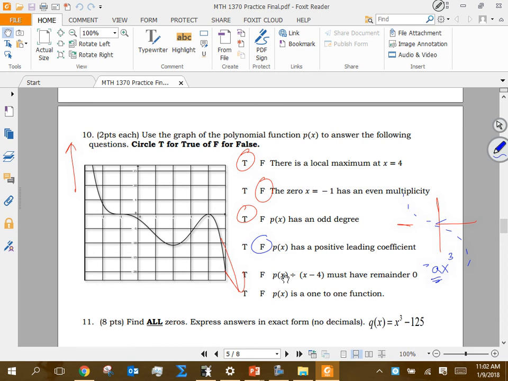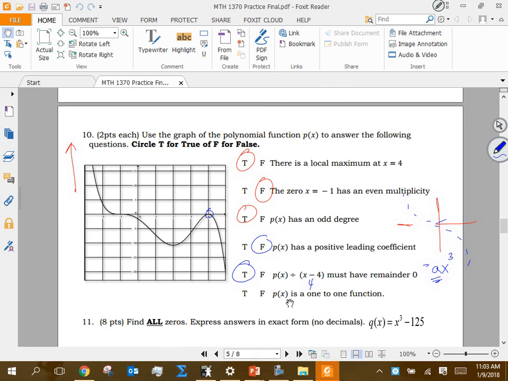Here it says P of x divided by x minus 4 must have a remainder of 0. This is targeting synthetic division, the remainder theorem. Remember, if your remainder is 0, that's telling you P of x is 0, meaning that you have an x-intercept. At this zero, which is 4, we're going to see if we visually have a crossing at an x-intercept in the graph. And we do. So that would be a true statement.